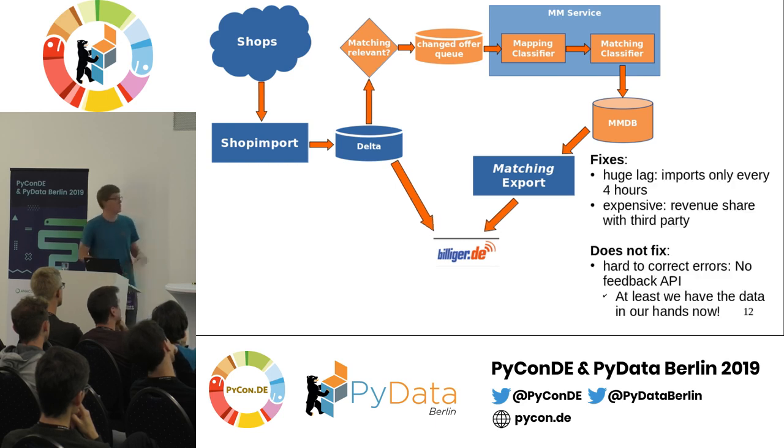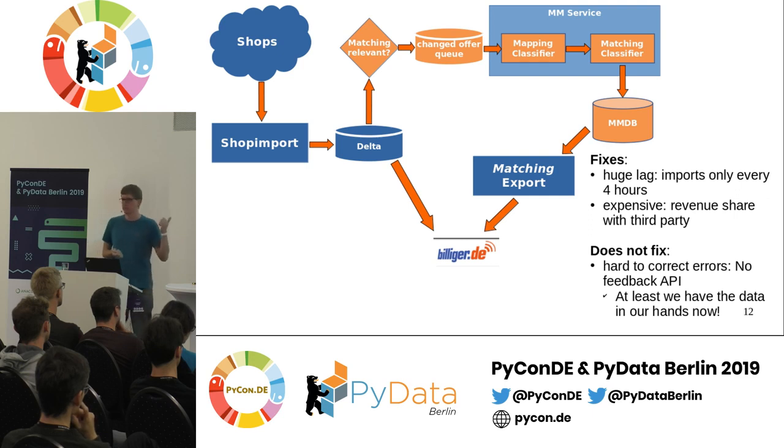So this design fixes most problems. The huge lag problem goes away. We're dealing with the shops directly ourselves, and not just import every 4 hours. And yay, the third party's gone. More money for us. But this does not really fix the problem with correcting errors. I mean, when we have our own systems, assuming that you have some classifier that works, you still need some way to deal with errors.